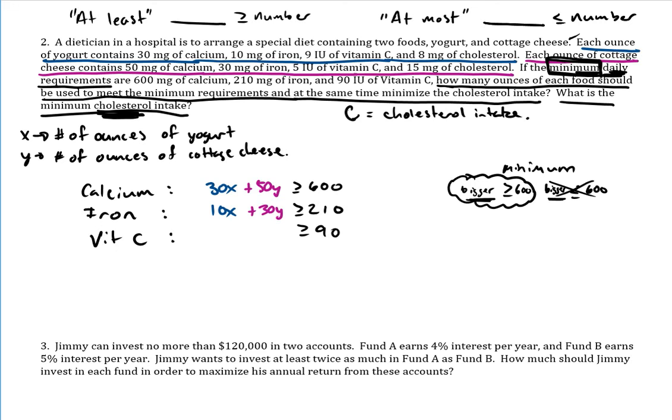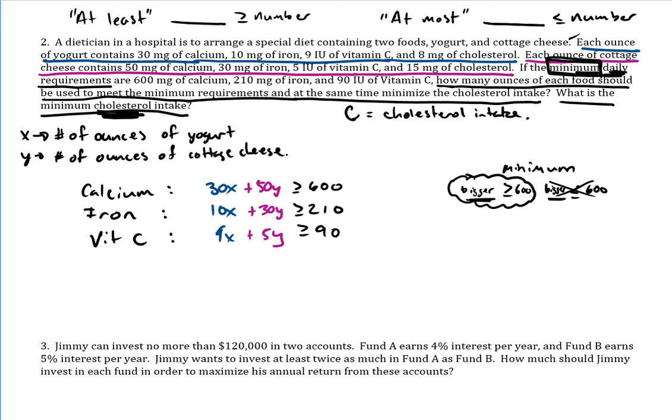And then the last thing, vitamin C. Oh, I'm looking at the wrong one. The blue is what I want first, so yogurt, 9x, and then plus 5 IUs of vitamin C, so plus 5y. So there's all of the categories matched up. Okay, so this is our setup here.